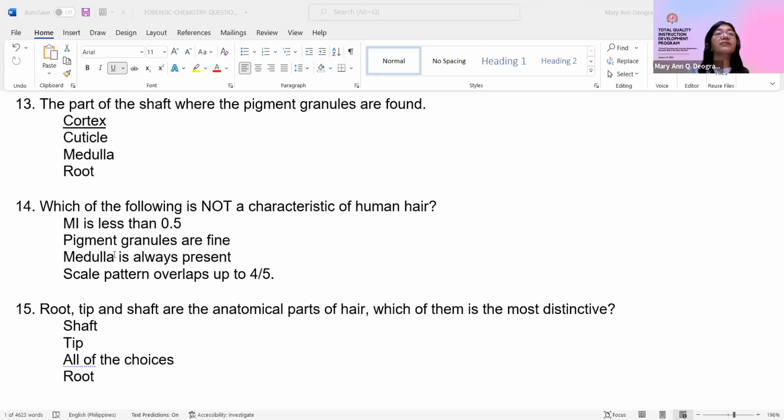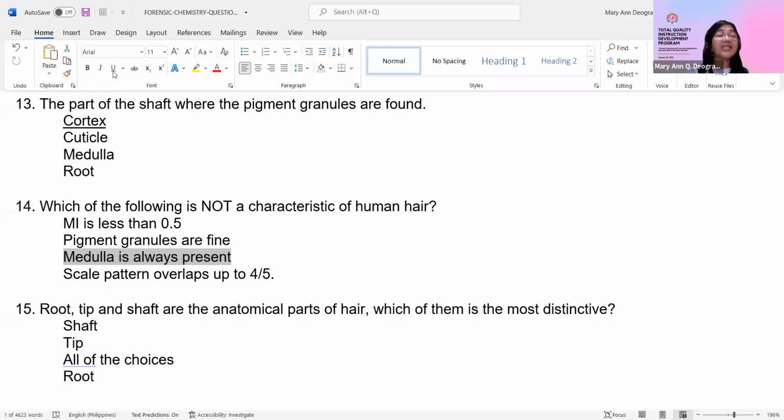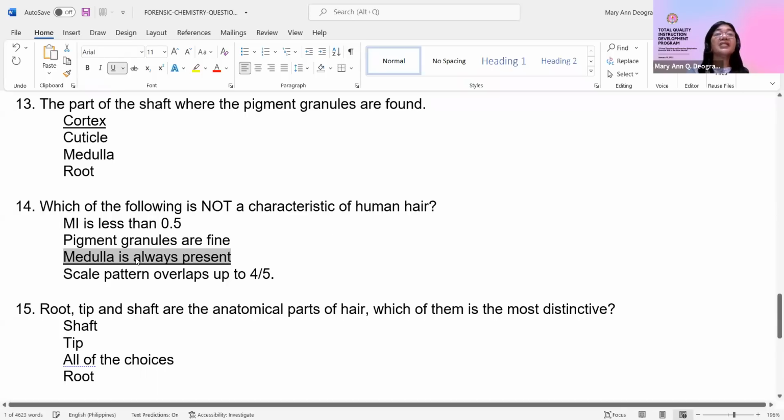Okay, so eto. Medulla is always present. So, that is not a characteristic kasi human hair does not always contain the medulla. Minsan walang medulla, minsan meron. Okay? It's not always present. 0.5, so less than 0.5. So, human hair yan. Kasi pag more than 0.5, it's already animal. Then, pigment granules are fine, coarse sa animal. Ang scale pattern ng animals less than half. Okay. Medulla is always present sa animal yan. So, ang medulla kasi hindi laging naroon sa human hair.